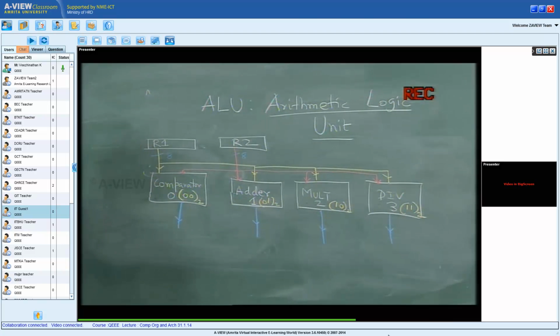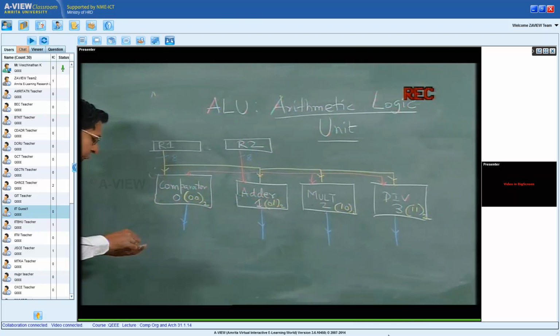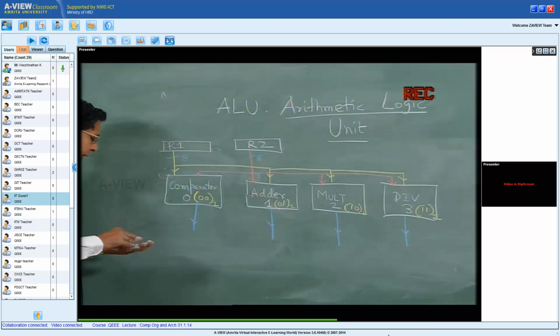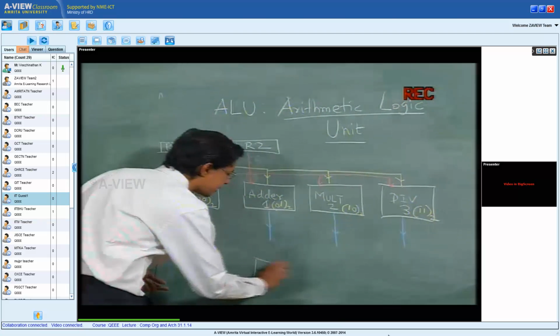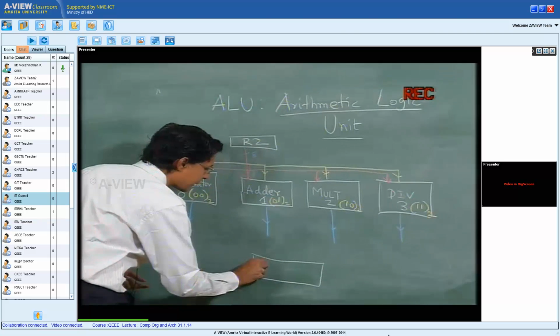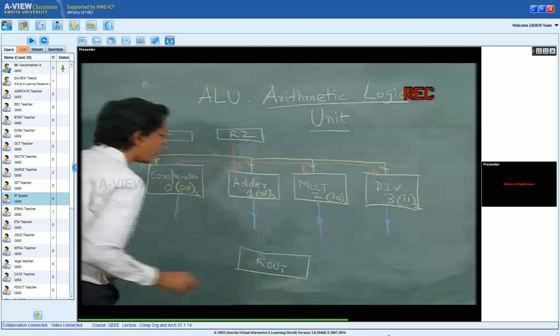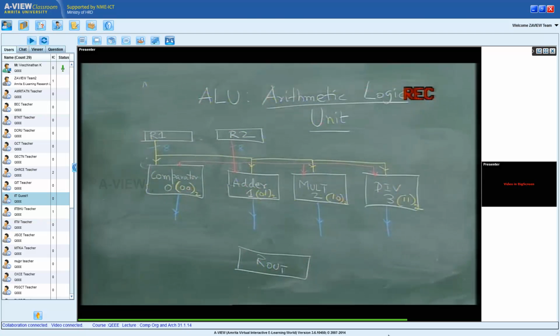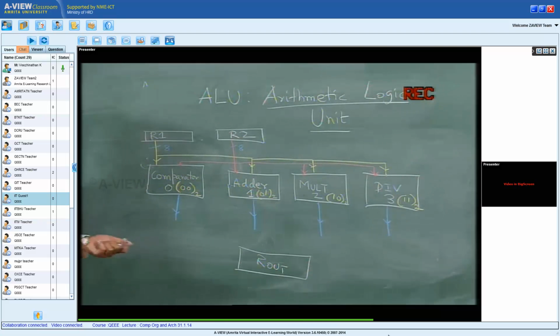So let us say I want to collect these outputs in one register, whatever be it, and that register would be the ALU output register. There will be one register R out on which I have to collect this. So, which one will I collect? That depends upon the operation.